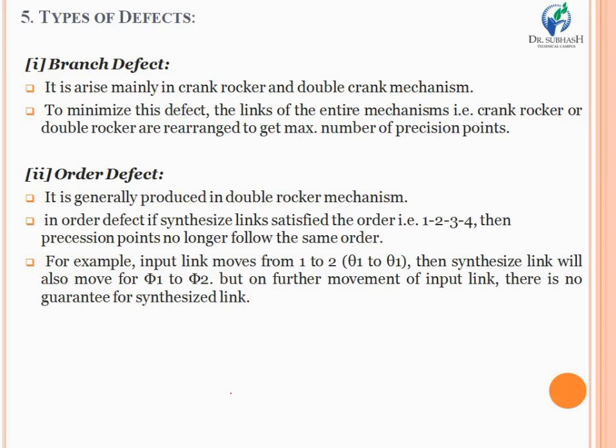For example, suppose the input link moves from 1 to 2, that means theta 1 to theta 1 dash. Of course the synthesized link will also move from phi 1 to phi 2, but still as you keep moving the input link, there will be no guarantee for the synthesized link to move from phi 3 to phi 4. If this mismatch in the following movement by the synthesized link relative to the input link arises during the operation, or power and motion transmission, of course it will be the order defect.